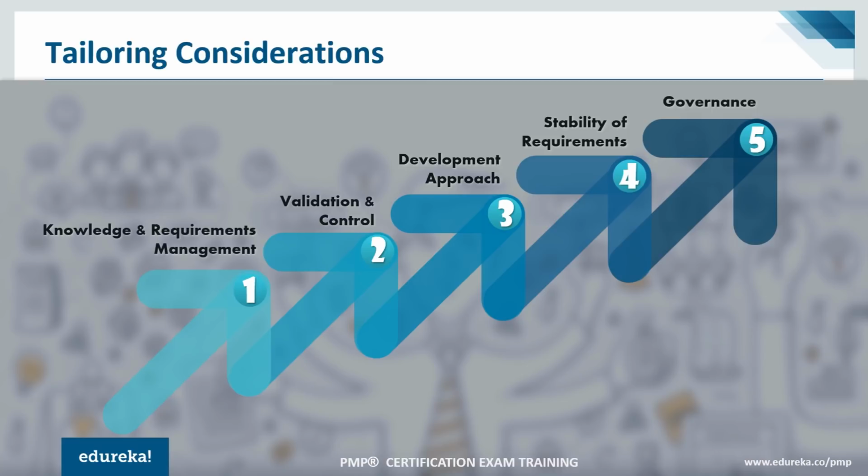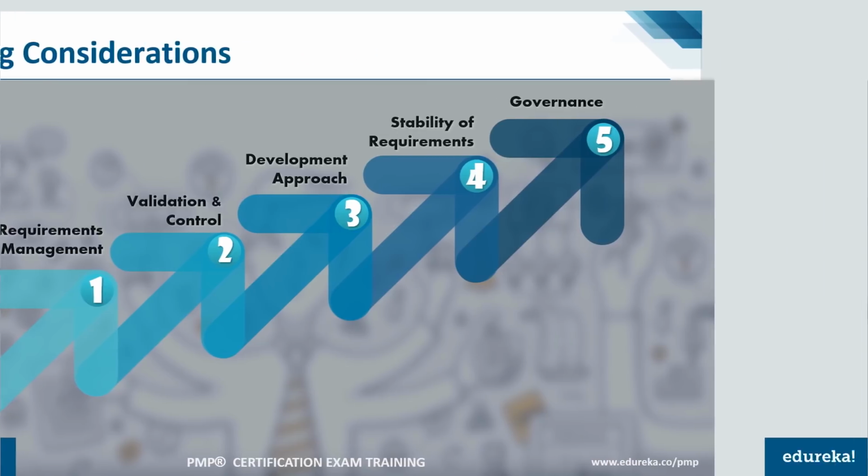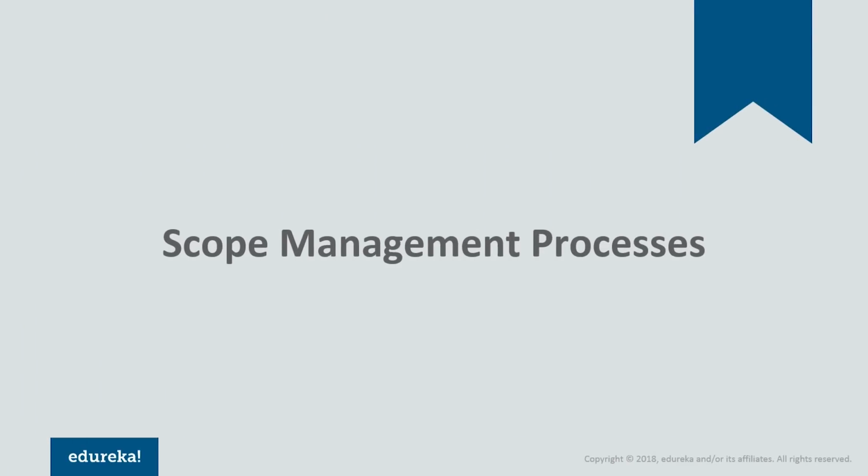From a scope point of view, definitely it's important to know how you are going to manage change on the project. We have to tailor the process based on these considerations. Now, once you've done the tailoring of the process, then you get on to the project scope management.